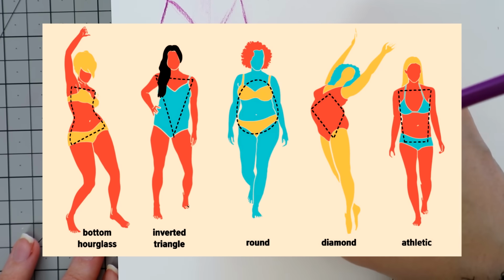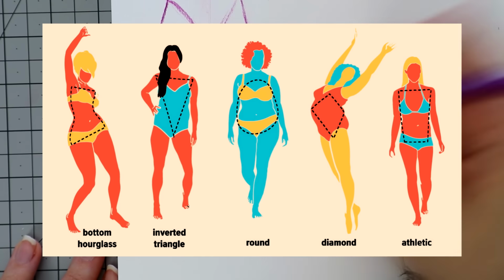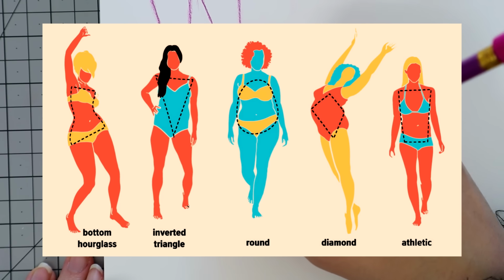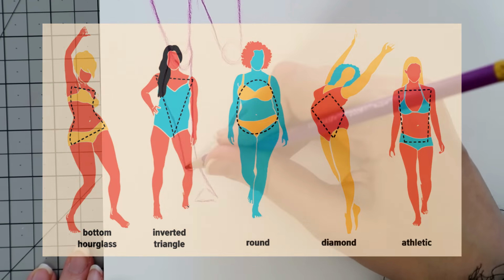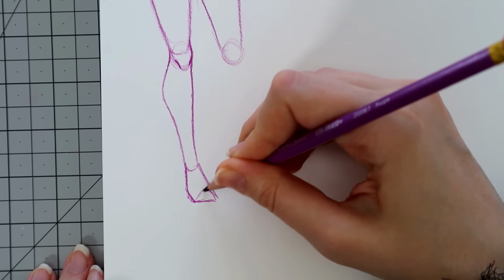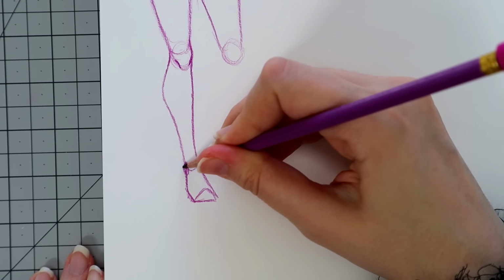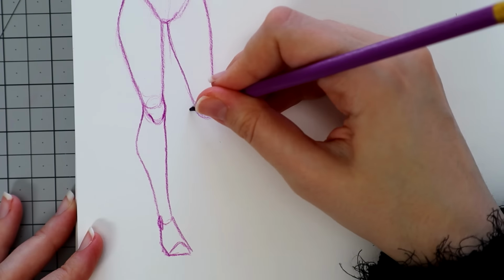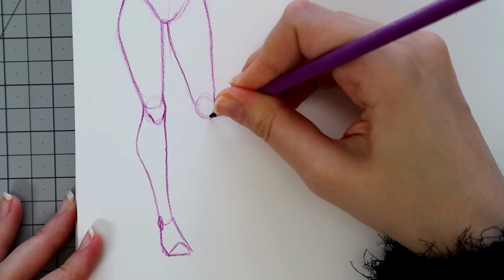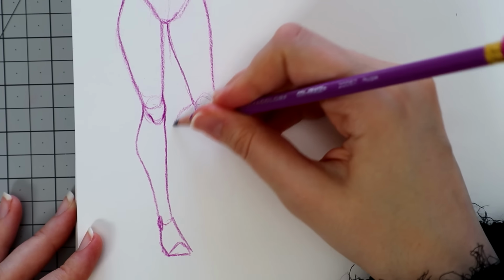Some women are more pear-shaped, meaning that they have bigger hips and smaller chests. Some people are an hourglass, which is pretty much what I'm doing here. I'm doing something between a mix of a pear shape and an hourglass for the body. Some people are a little bit more rectangular, so they're a little bit more straight and less curvy in the middle. It really depends on who you're drawing.